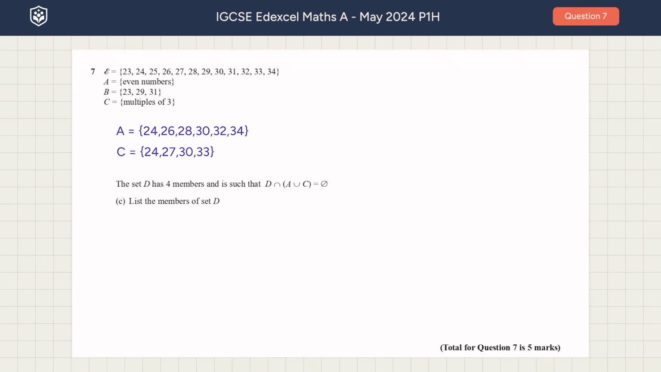Lastly, part C says that set D has 4 members and is such that D intersection (A union C) is a null set. Let's first write out the numbers for A union C, which is 24, 26, 27, 28, 30, 32, 33, and 34. With the information given above, we know that there are no elements in the intersection between D and A union C, so the 4 numbers in set D would be all numbers in the universal set, excluding A union C, which is 23, 25, 29, and 31.